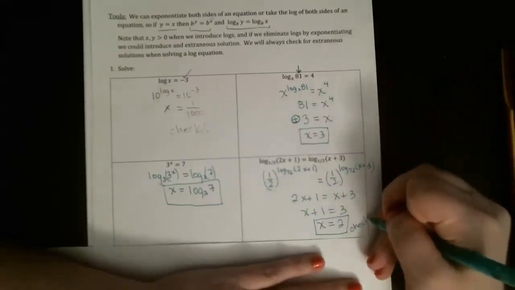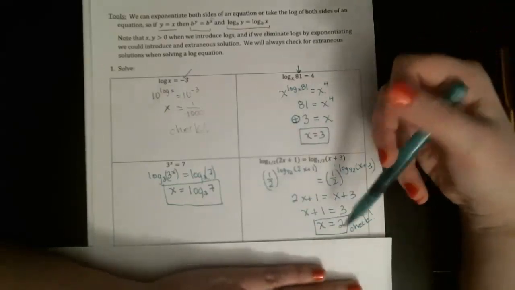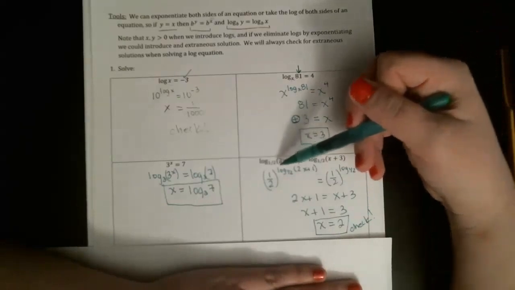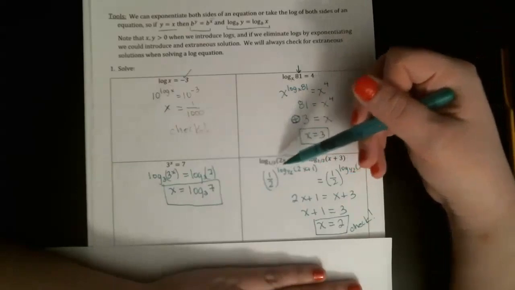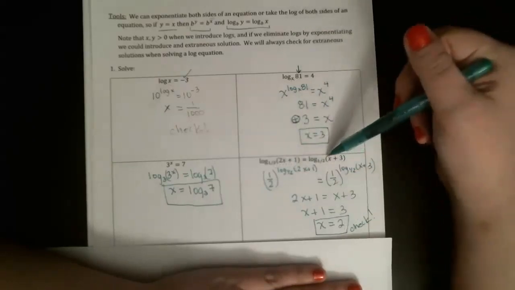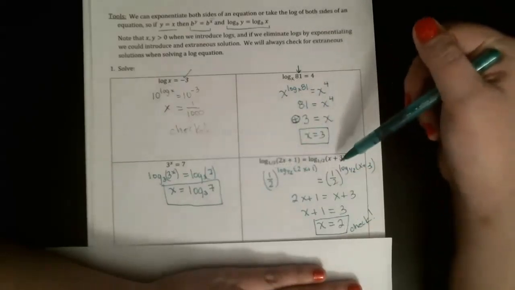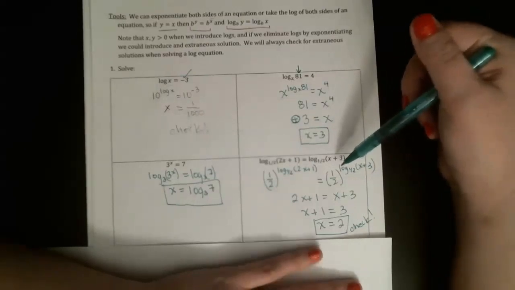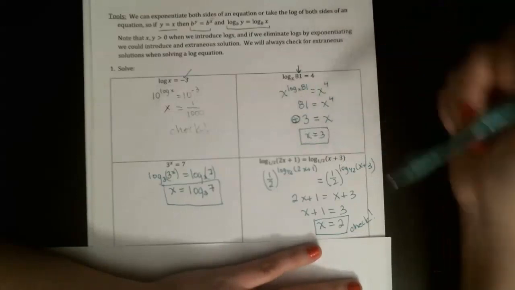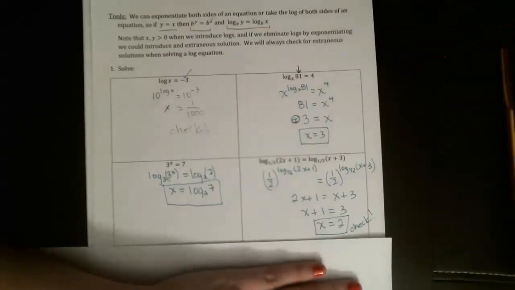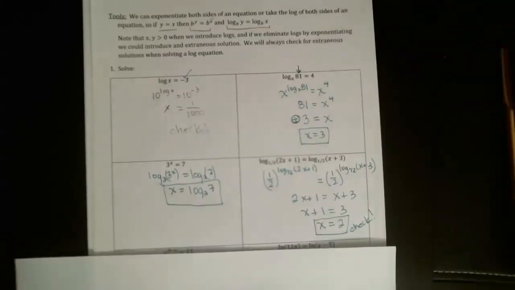We started with a log equation, so there's a not optional check here. If I plug 2 in, I get the log base 1/2 of 5, which is completely legal. And on the other side, I also get the log base 1/2 of 5, which is also legal, meaning that it's definitely not extraneous. I got the log base 1/2 of 5 equals the log base 1/2 of 5, and I am confident that that is a true statement, so that's definitely a good solution.